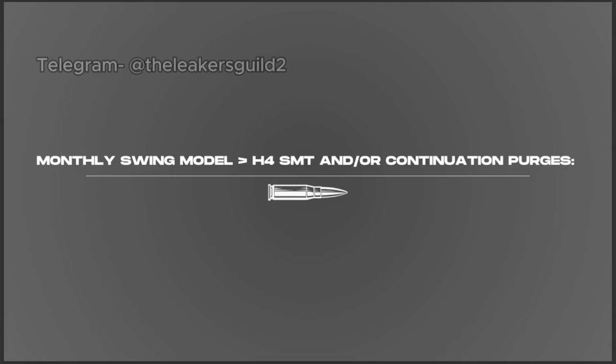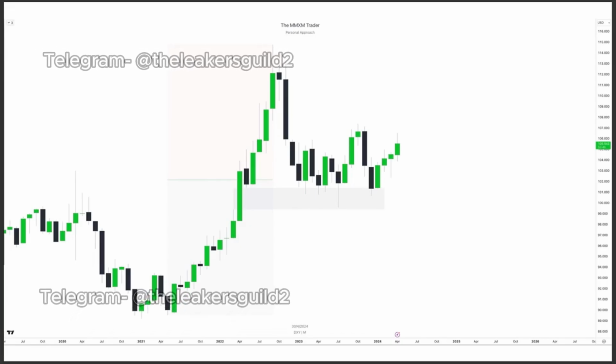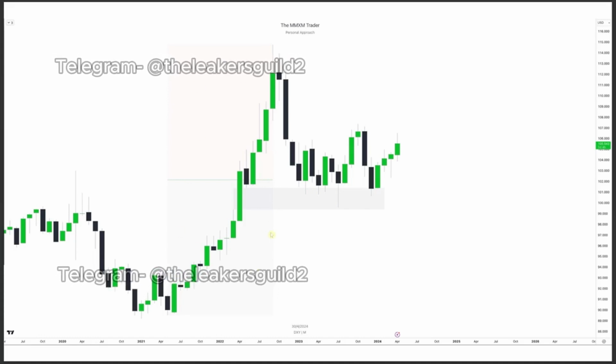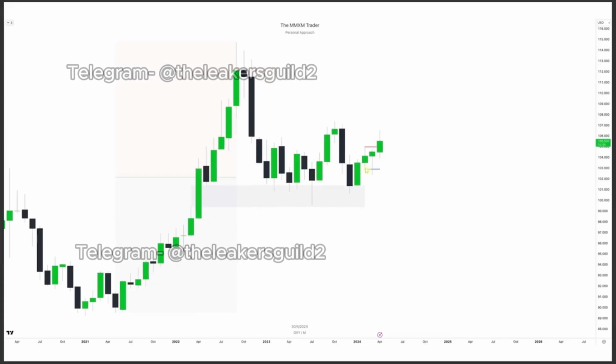So firstly, let's start with the monthly swing model into the 4-hour SMT continuation purges. We've got a DXY monthly chart over here. So let's outline the premium and discount, right? The premium up here and the discount here. We've got that key level outlined. We're going to be focusing on that swing, right?